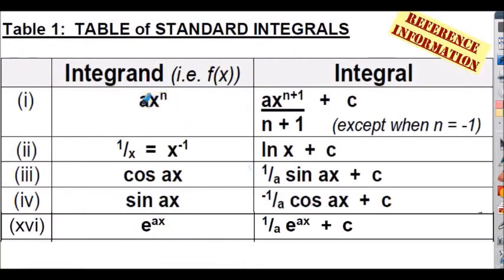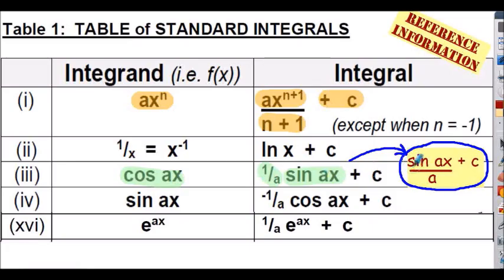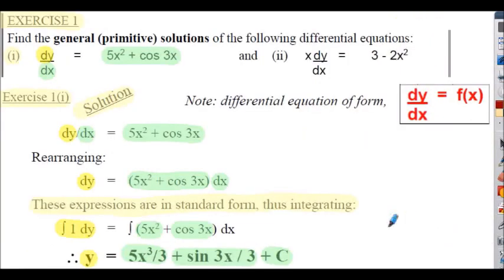For reference, we have used the ax to the n integrand, integrates to this solution, and we've also integrated using the cos ax integrand, integrates to 1 upon a multiplied by sine ax. And note for reference that can also be written as sine ax divided by a plus c. So that's a general solution, and in this case the final solution to the problem.